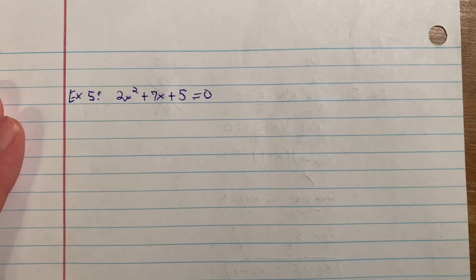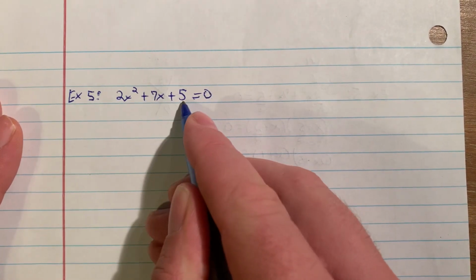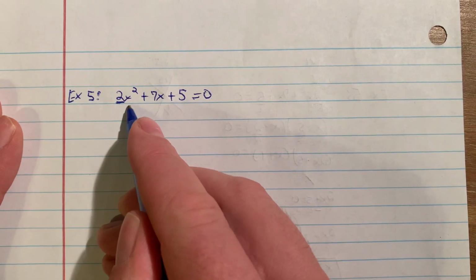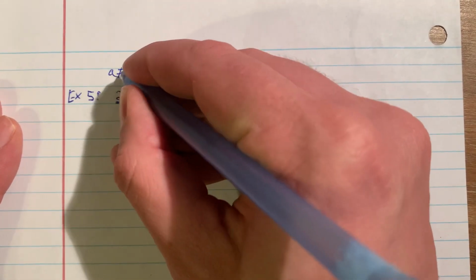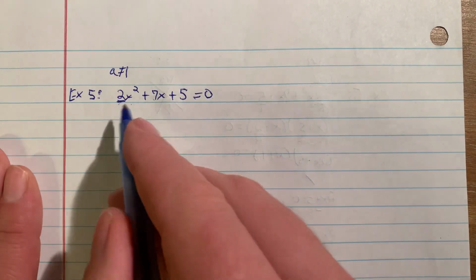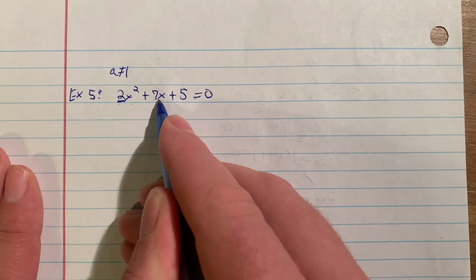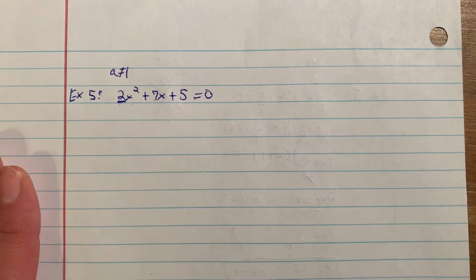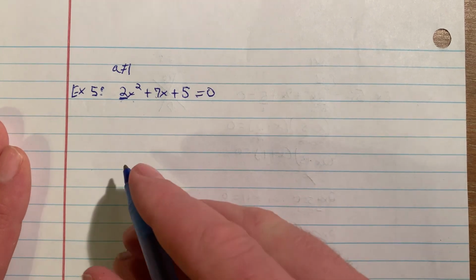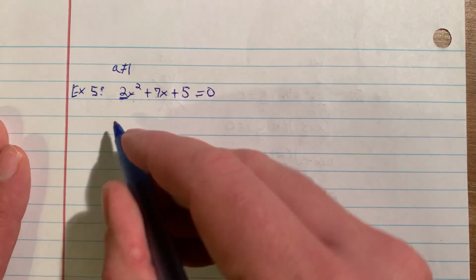Last example here, we see we've got 2x squared plus 7x plus 5 equals 0. And here, there's a number in front of the x squared, so a does not equal 1. We call this the a, the b, and the c term. And there is no greatest common factor. We can't divide them all by 2, so there's no way to get rid of this number in front of the x squared. This is the harder type of factoring, and there are lots of ways to do it, but I'm going to remind you of one here.